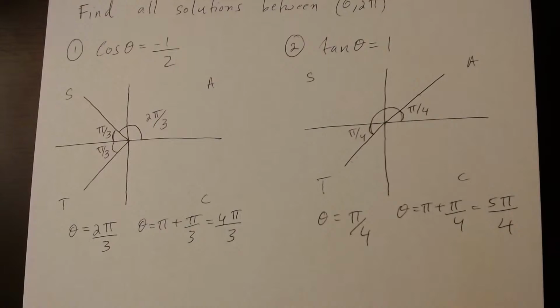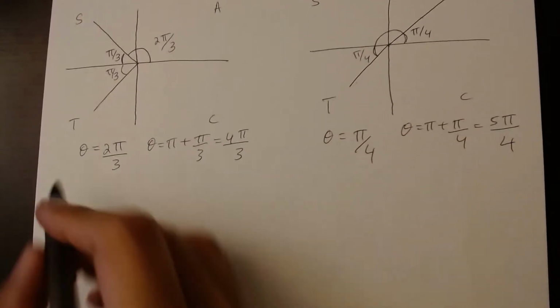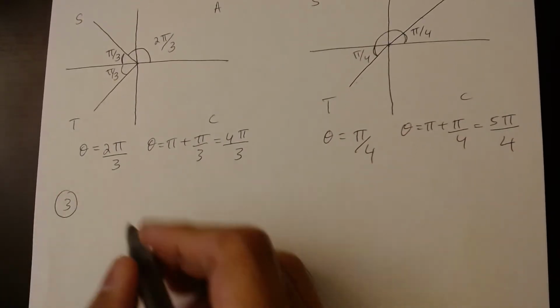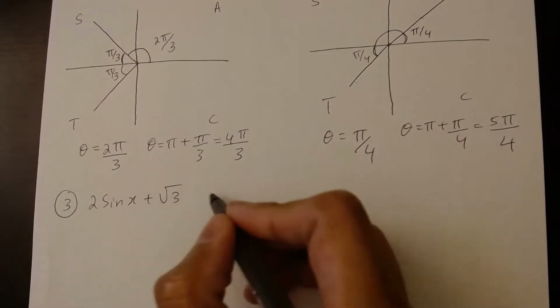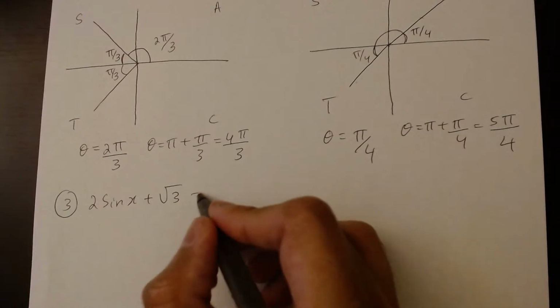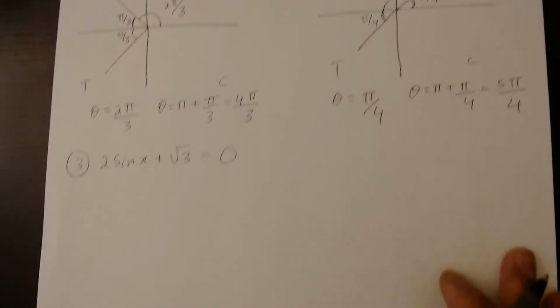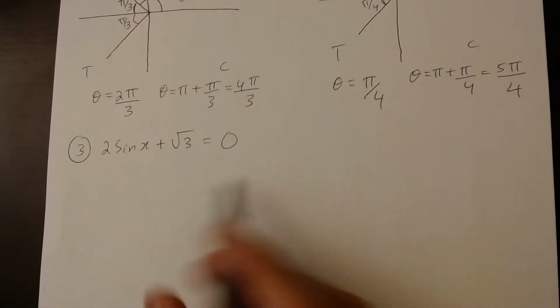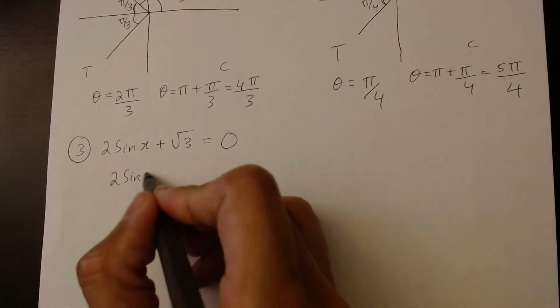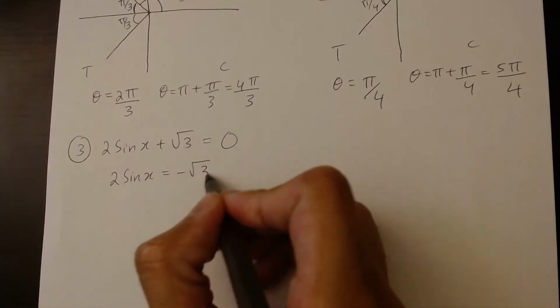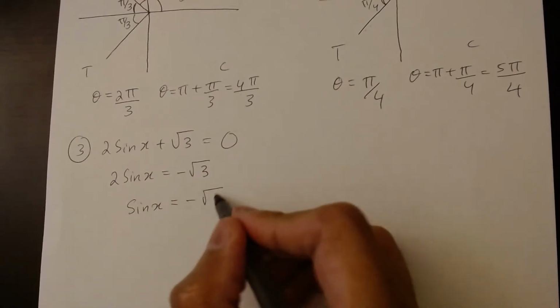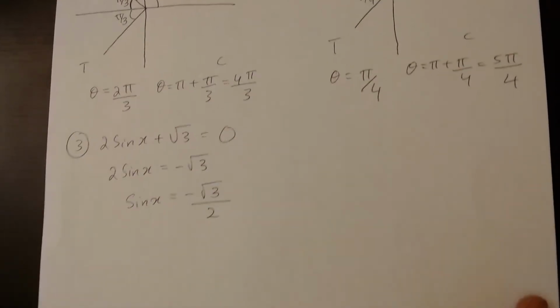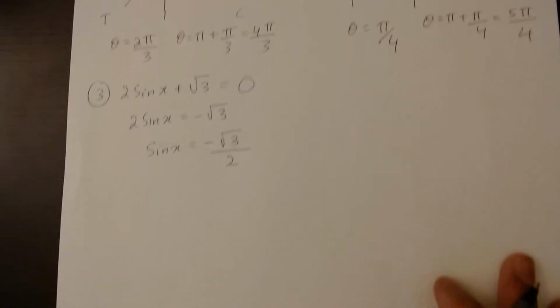Okay, let's go to question number 3. This one's slightly harder, but almost the same difficulty. 2 sine x plus root 3 equals 0. I want to start by isolating my sine x, so I'm going to move the root 3 to the other side. Then I'm going to divide by 2. And now I can do my CAST rule again.